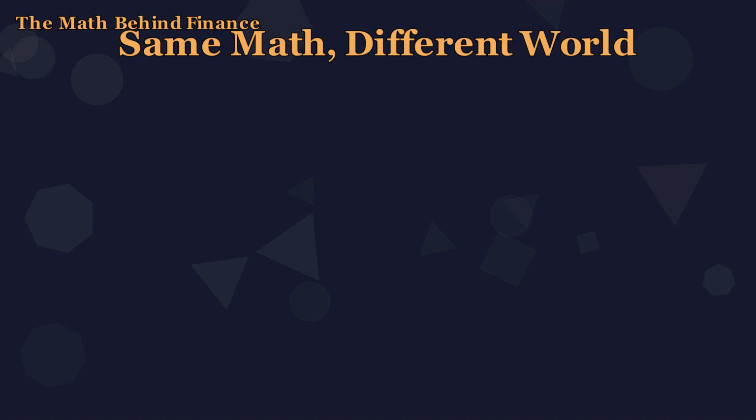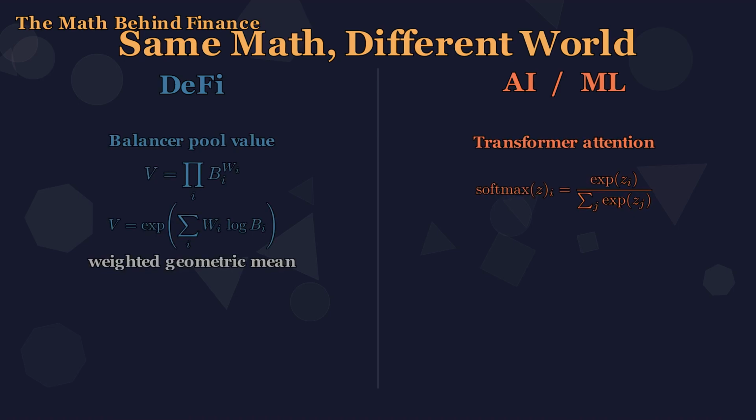One equation, 5 protocols, but this math has a twin in a much stranger world. Let me show you 3 ways. Balancer prices its pools with a weighted geometric mean, a product of balances each raised to its weight. Take the log, a weighted sum. Exponentiate, a softmax family. The formula DeFi uses to price an index fund lives in the same family as the softmax transformers use for attention.